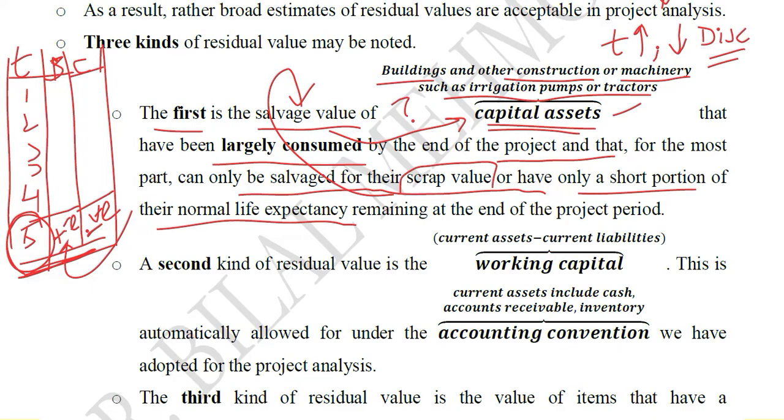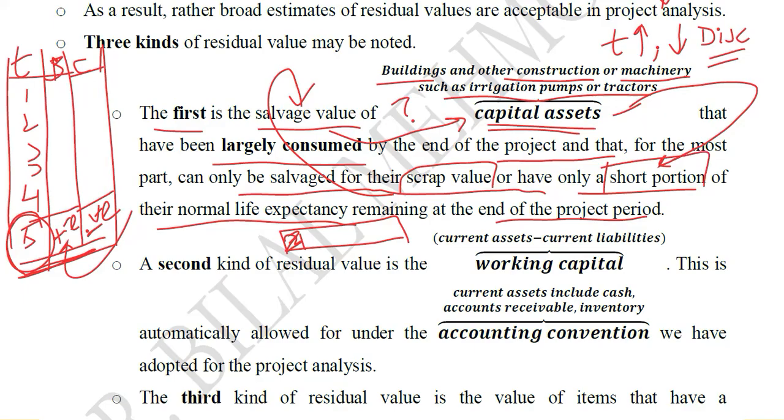Or one option could be where we take a short portion of the normal life expectancy remaining at the end of the project. A small portion of whatever is the value of the overall asset can be considered as the salvage value. In terms of time, we can consider it, or in terms of financial form, because we know the capital assets have been consumed to a certain extent, and a portion of it is now left, not the whole of it.